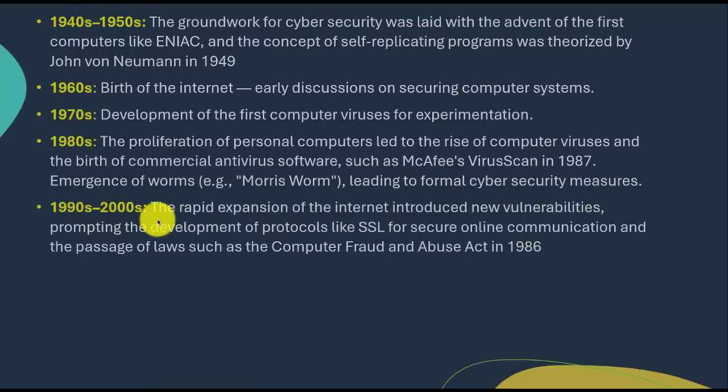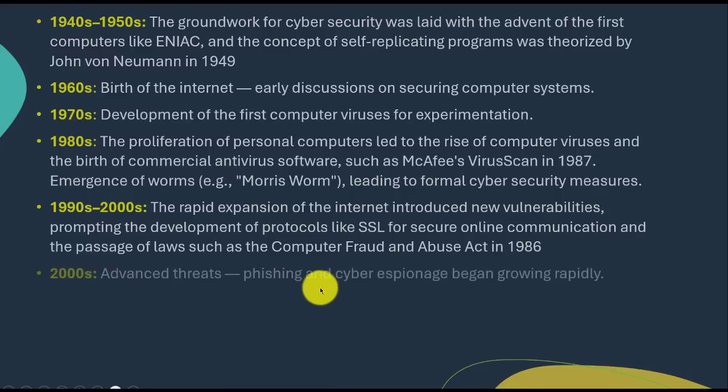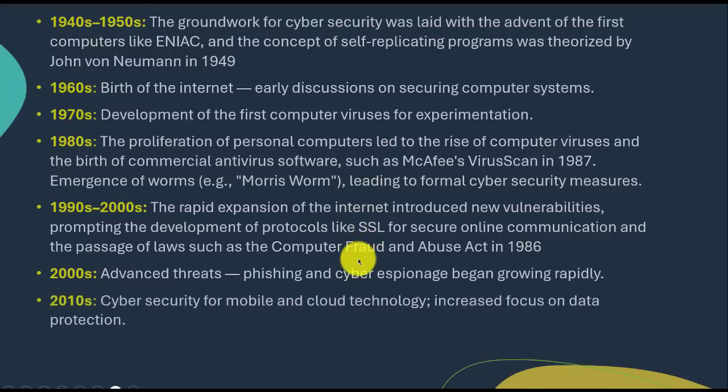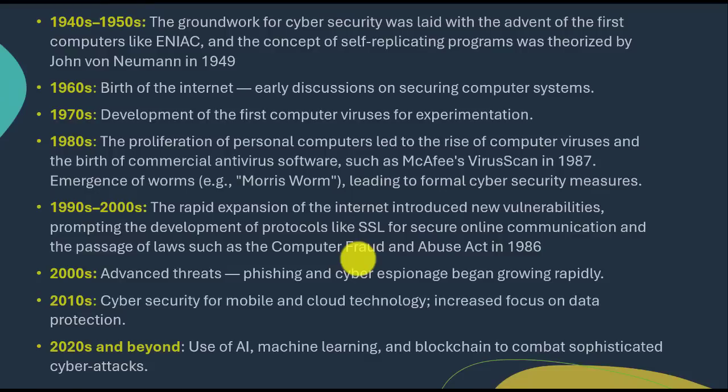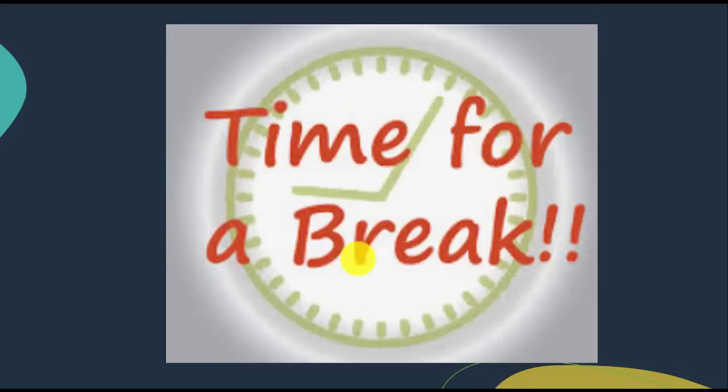By the 1990s, 2000s, there was rapid expansion of the internet. So when the internet does expand, vulnerabilities will increase, and so there was a move to ensure that we tighten up the security protocols like SSL for secure online communications and the rest. And by the 2000s, advanced threats, phishing, and cyber espionage began to grow rapidly. Cyber security now for cloud technology, for mobile, there was increased need to protect data. From 2020, that's 5 years back, and now the use of AI, machine learning, and blockchain to combat certification.